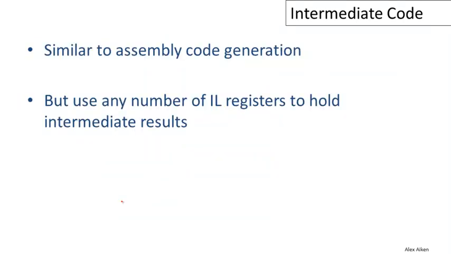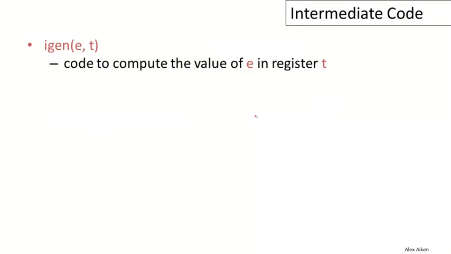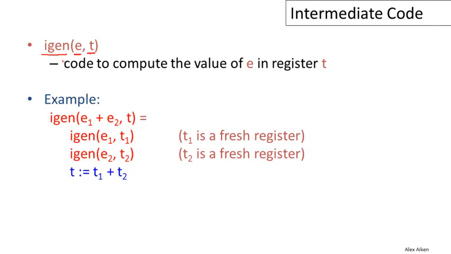Generating intermediate code is very similar to generating assembly code. And we're not going to go into this in any detail because it is so similar, but I will sketch it for you briefly. The main difference between generating assembly code and generating intermediate code is that we can use any number of registers in an intermediate language to hold intermediate results. To generate intermediate code, we could write a function called igen for intermediate code generation that takes two arguments. It takes the expression for which we're generating code, and it takes the register into which the result of that expression should be stored.